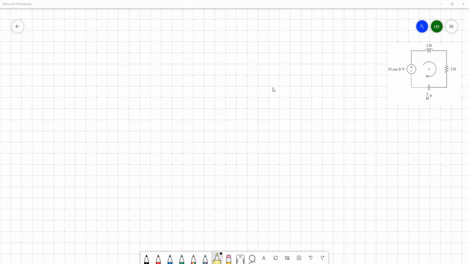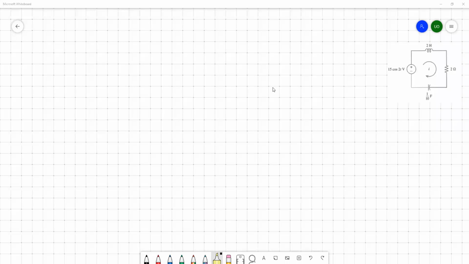Yeah, okay. So, actually, last time, I believe you can see the screen. We had a discussion on how to get the differential equation for this given circuit and how we can solve it for the force response and natural response.